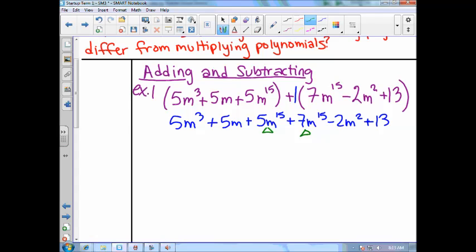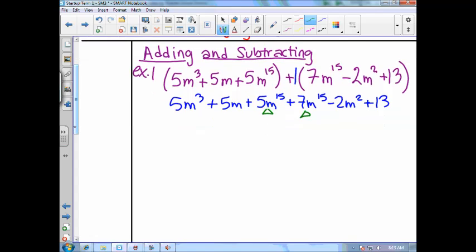So we can go ahead and put these together, and let's write it in standard form. Standard form means we're decreasing in power, so we need to write the 15s first. 5 plus 7, Eric. How many m to the 15s do we have? 12 m to the 15th power. Okay, then we have to write the next power in line. Noah, what's the next highest power? The cubed. And this is positive 5m cubed, so we put plus 5m cubed. Okay, Adam, what's the next highest power?